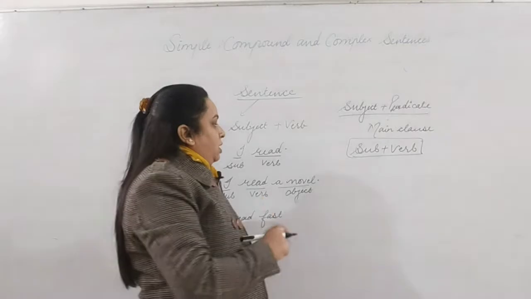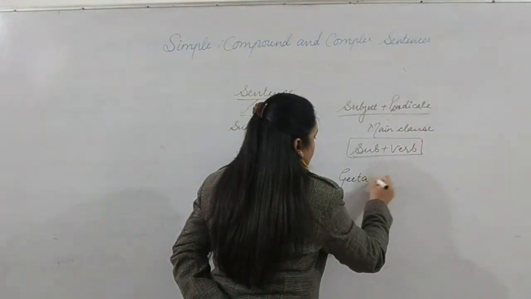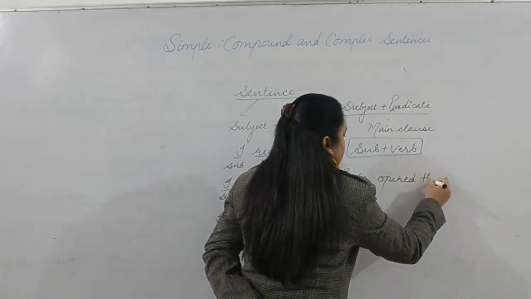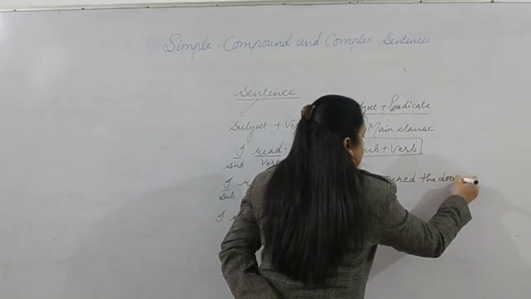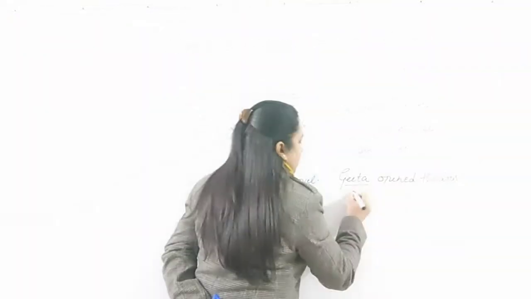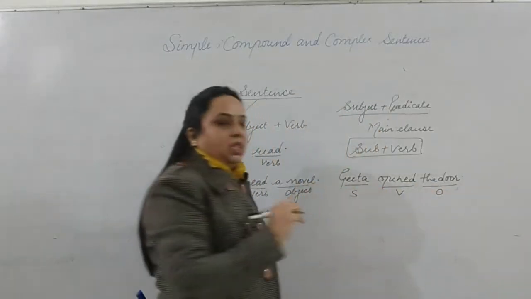So let's have some examples. Suppose we have "Geeta opened the door." What kind of sentence is this? This has one subject: Geeta is the subject, opened is the verb, and the door is the object. So, Geeta opened the door.